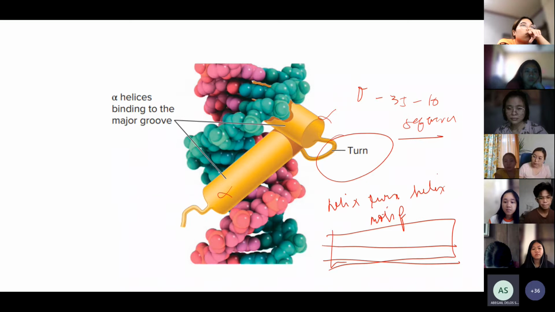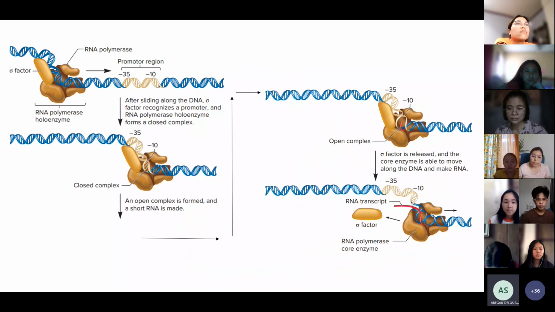So that's how we identify. So here, as shown in the picture that you see, the process of transcription is initiated when your sigma factor within the holoenzyme binds to the promoter.